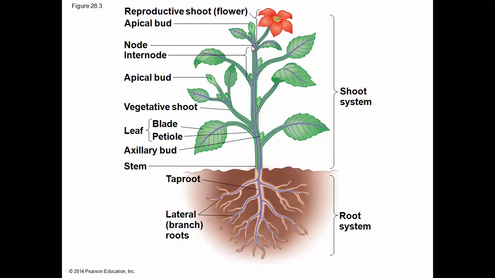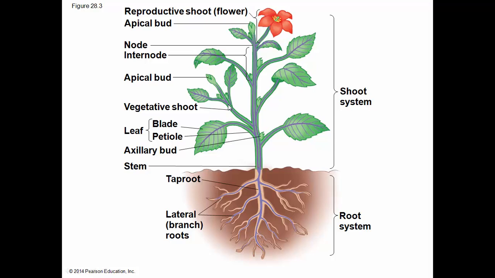Here is the node. The node is where the leaves or the flower come off the central portion of the stem, the central stem of the plant. The internode is the area between nodes. So this is a node here, and this is a node down here, and this is an internode here. And here is another apical bud on the tip of this stem of this flower. Okay, so this is another apical bud.